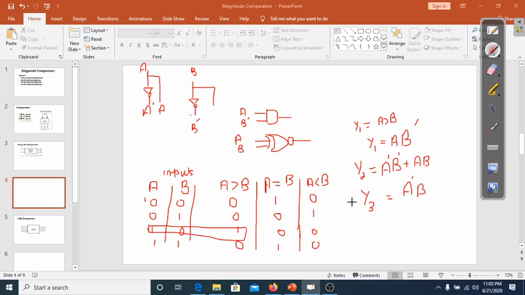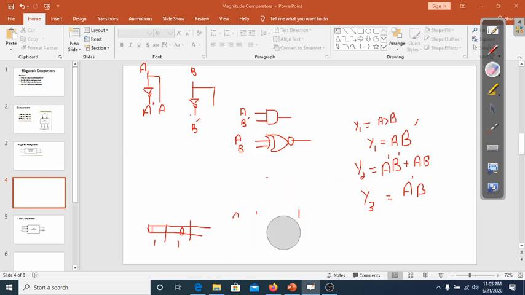When A is less than B, I can describe that by an AND gate with A complement and B. So I can write it A complement into B. So A complement will directly connect with this wire and B will connect with this wire, and A and B will connect with this wire. B complement will connect with this wire. So now we have three outputs.